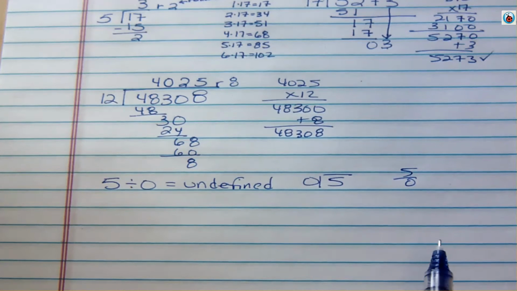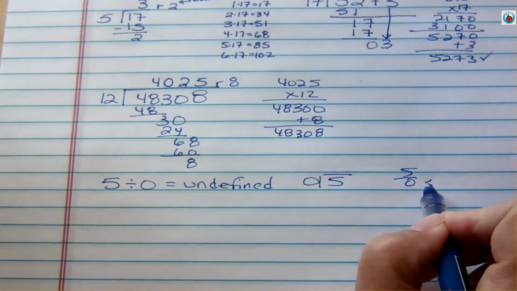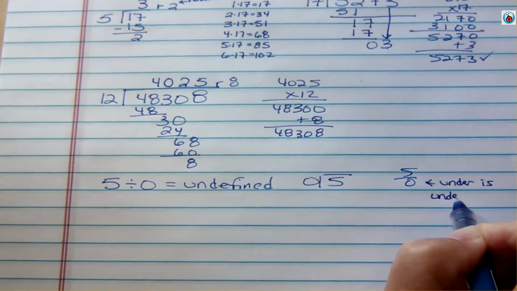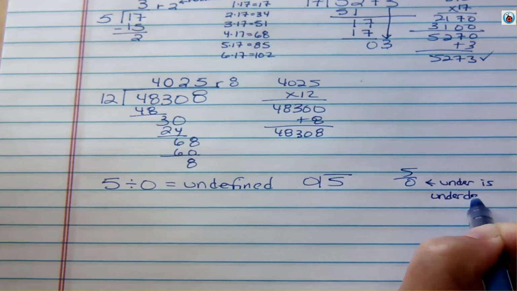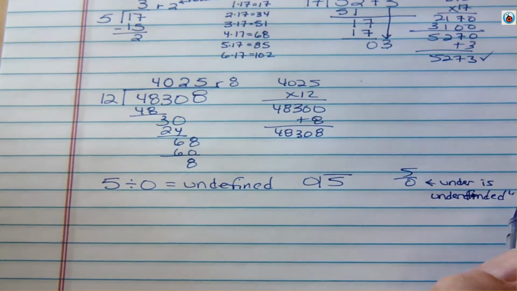That's undefined. One way to remember it is under is underfined. It sounds better when you say it than when you write it, right? Under is underfined. Now, undefined, but come on, that's pretty close, right? You can't have 0 in the denominator.